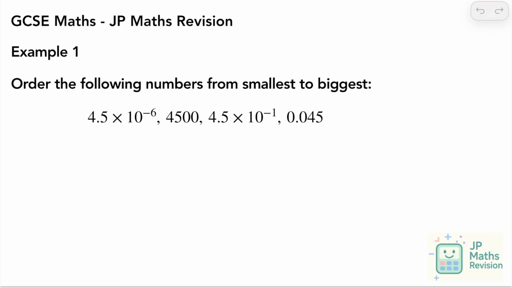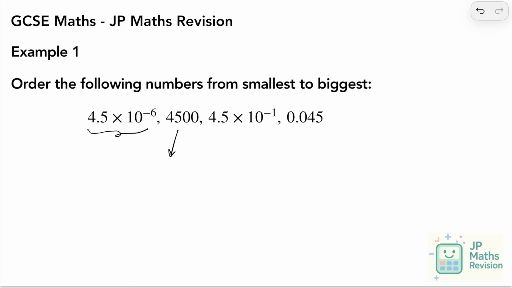So we have 4.5 times 10 to the minus 6, 4,500, 4.5 times 10 to the minus 1 and 0.045. So we either need them all to be in standard form or we need them all to be ordinary numbers. So what I'm going to do is put them all in standard form just because to me that seems a bit easier. So the first one is already in standard form, so we don't need to do anything there. This one, we need to put in standard form.